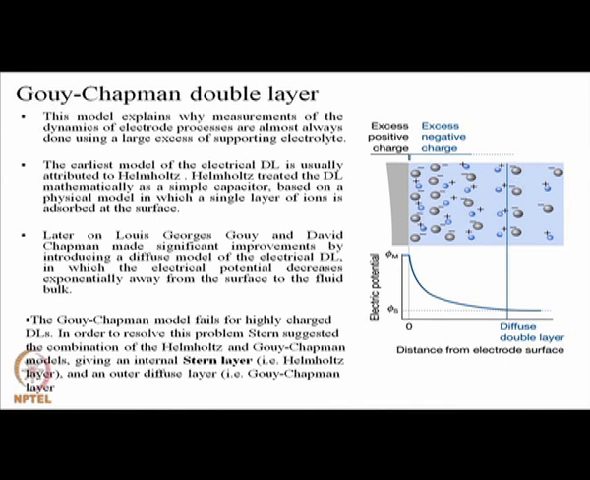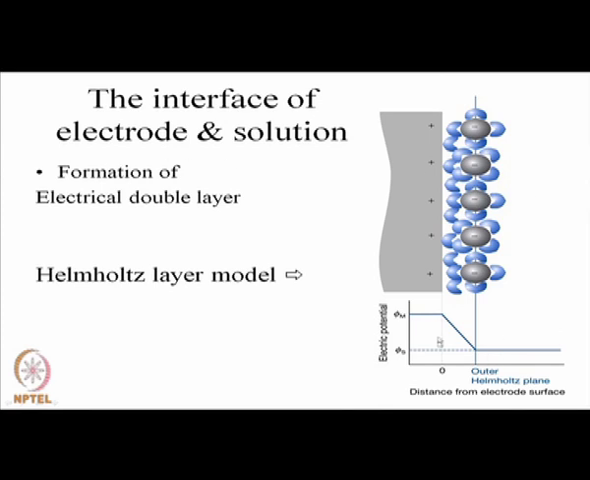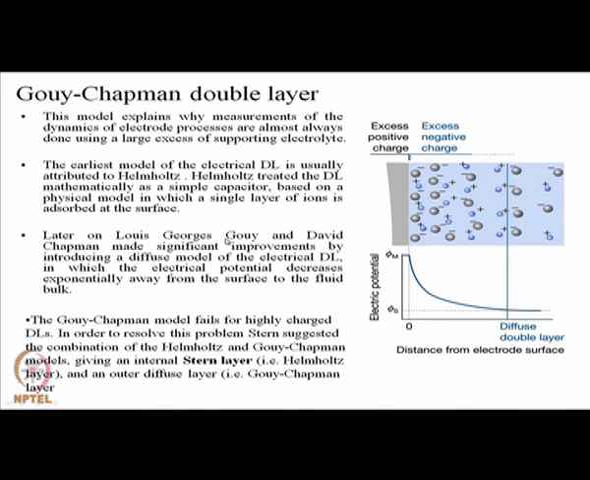Later on, Gouy and Chapman made significant improvement by introducing a diffuse model of electrical double layer, in which the electrical potential decreases exponentially from the surface to the fluid bulk. Here it is shown to be a linear decrease, but later on Gouy and Chapman introduced a newer idea, that it introduced a diffused layer, that is this phi m reduces exponentially with separation, and this is called the diffuse double layer. Here the double layer is compact, but here the double layer is diffused.